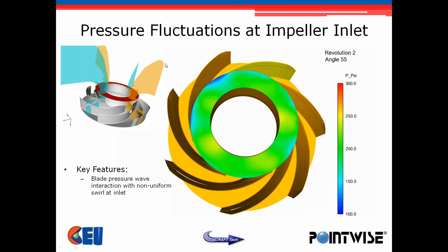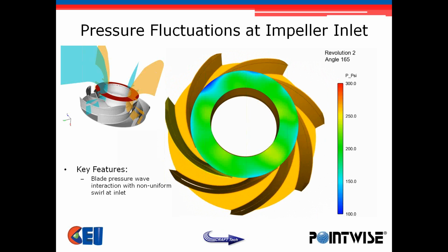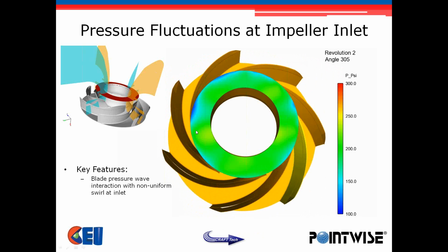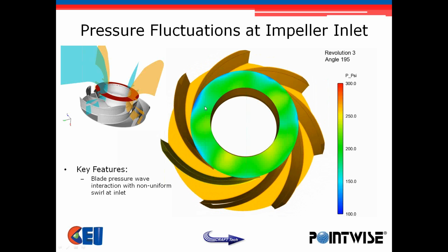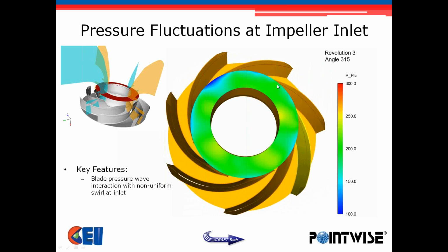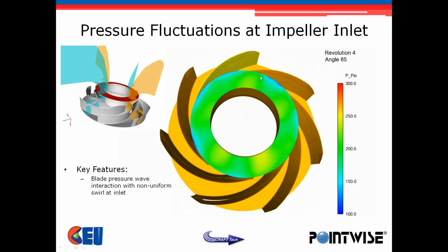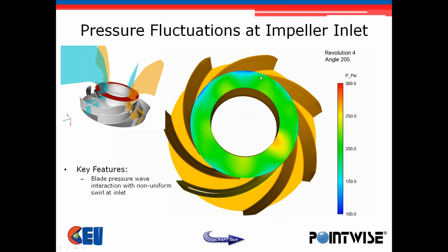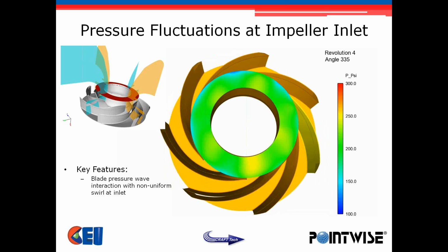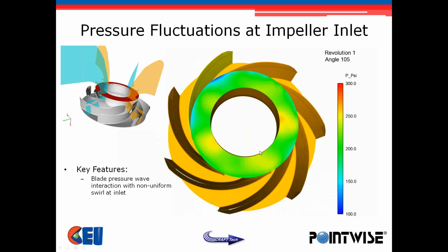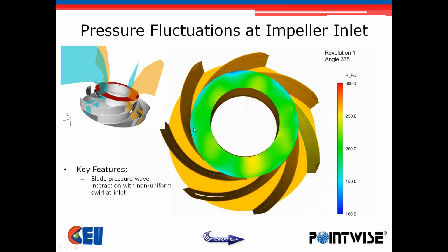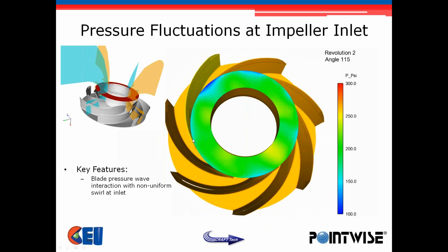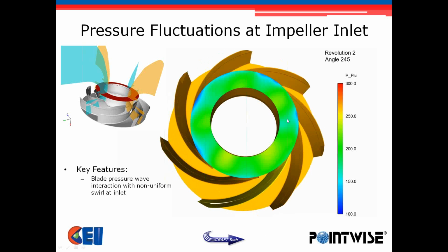Okay, on the inflow to the impeller, I'm looking at contours of pressure here. And again, we see the effect of the non-uniform inflow coming in through the suction inlet. You can see there's generally lower pressure on one side of the impeller than on the other. And you can also see the pressure imprint of the blades passing by.